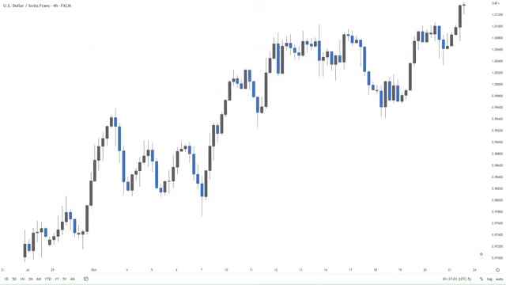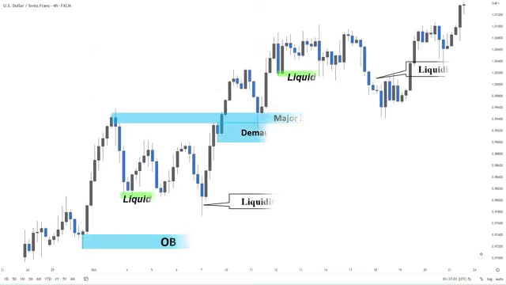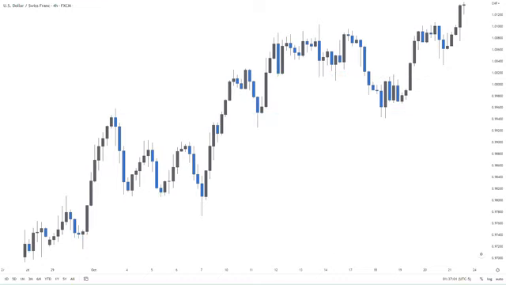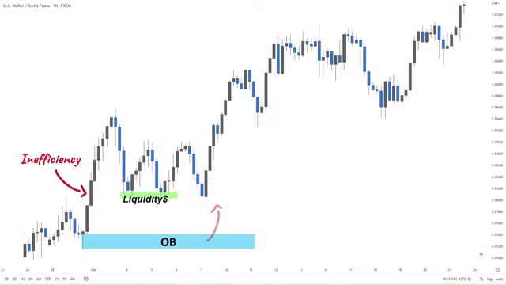So, look at this example. This is how we distinguish major supply and demand levels from liquidity areas. Starting from the left, we had a nice move to the upside with inefficiency. We would have been waiting for the price to come down and fill this gap and place orders in the order block zone.